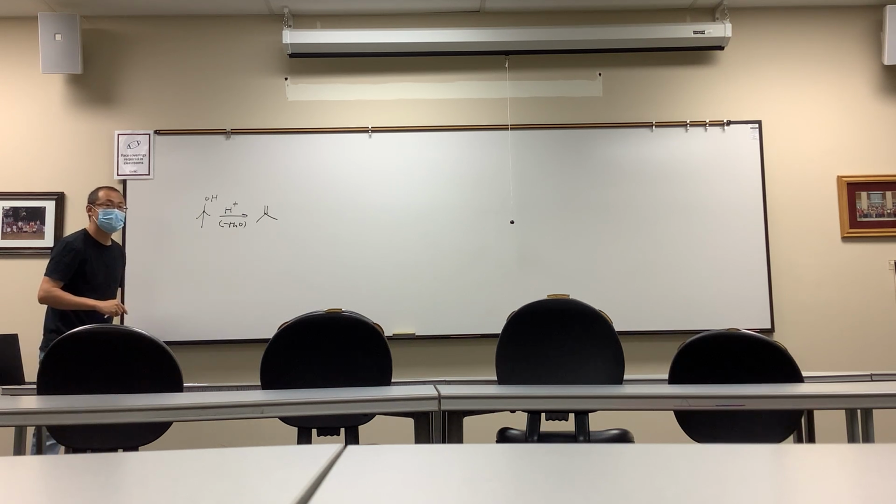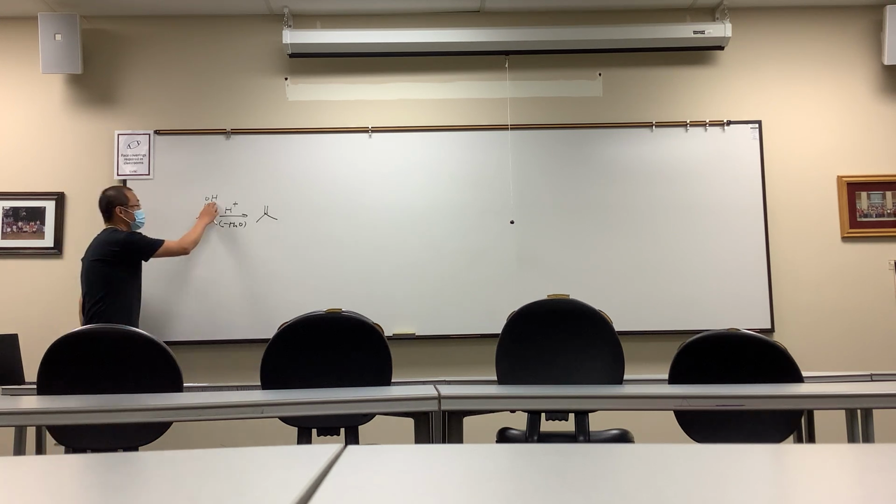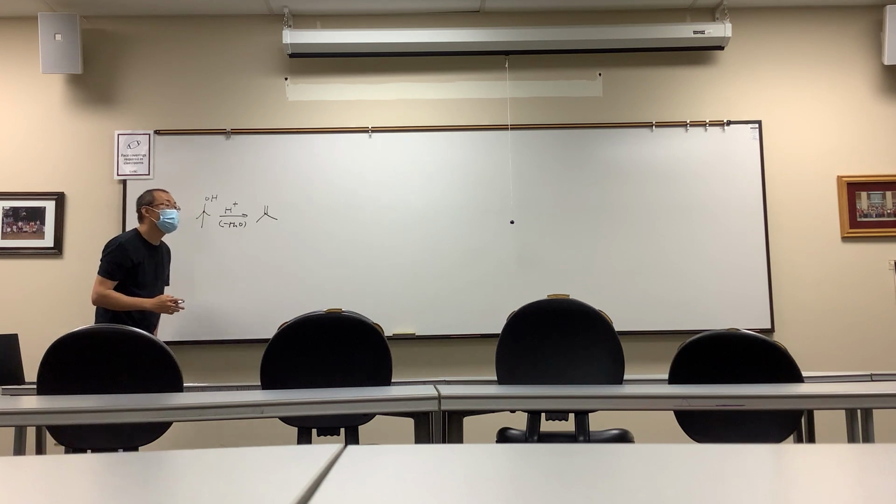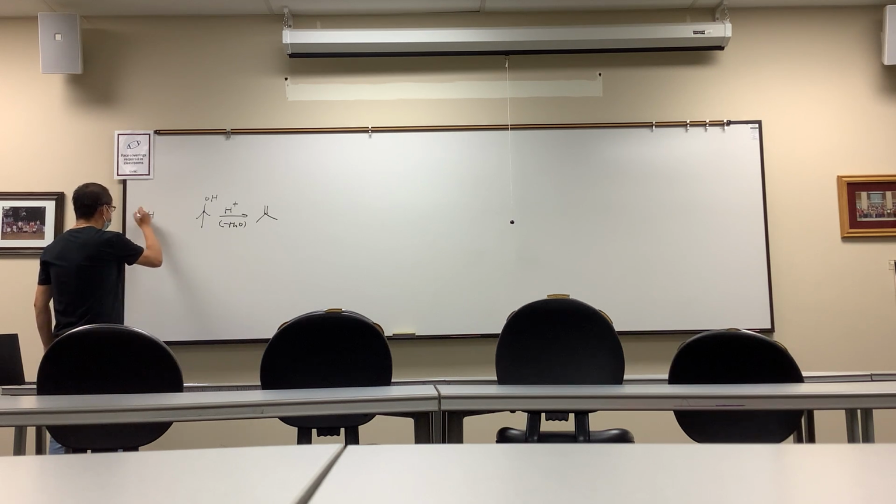E1 means the leaving group leaves first. What is the leaving group, guys? The OH is the leaving group. Now we learned, is OH a good leaving group? No, right? OH is a terrible leaving group. Why? Because if OH leaves as OH minus, it's never gonna happen.